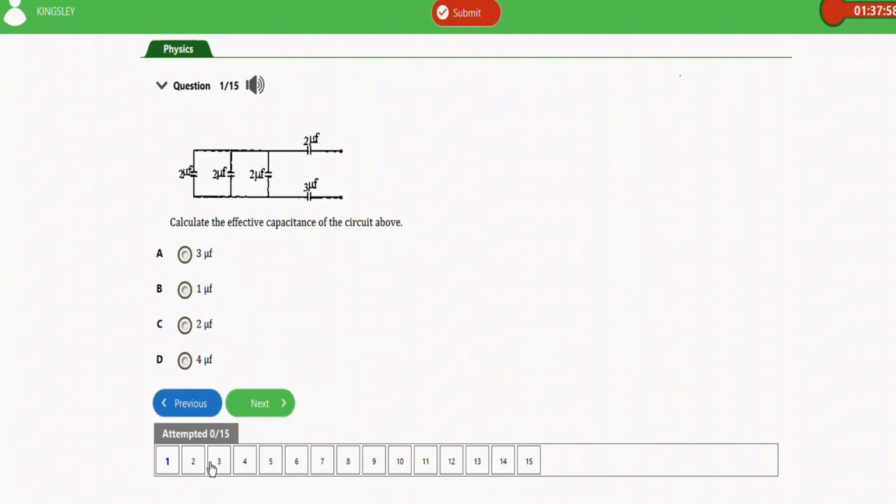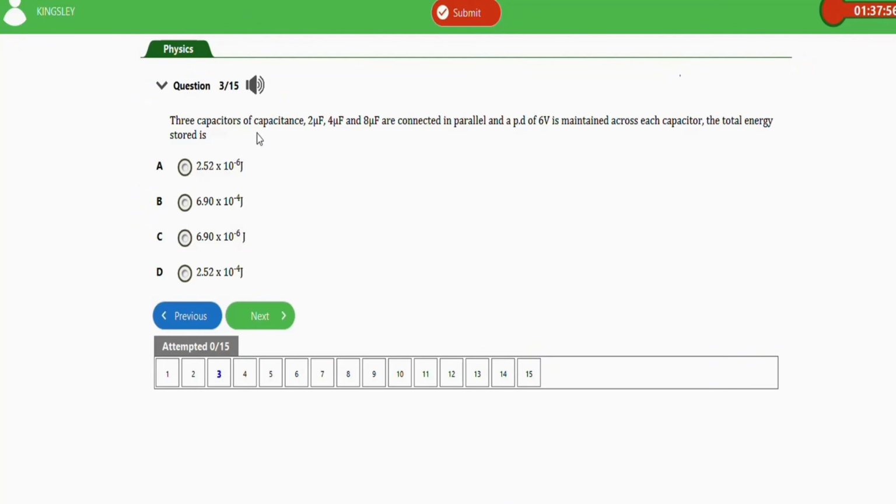So the next repeated question will be this question. It says 3 capacitors of capacitance 2 microfarad, 4 microfarad, and 8 microfarad are connected in parallel, and a potential difference of 6 volts is maintained across each capacitor. The total energy stored is, so for this particular question, note that the formula for calculating energy stored in a capacitor is half CV square.